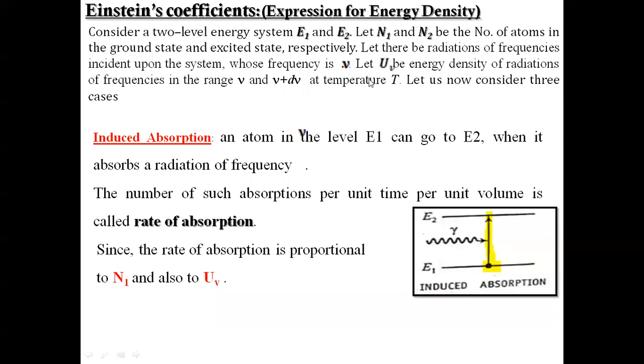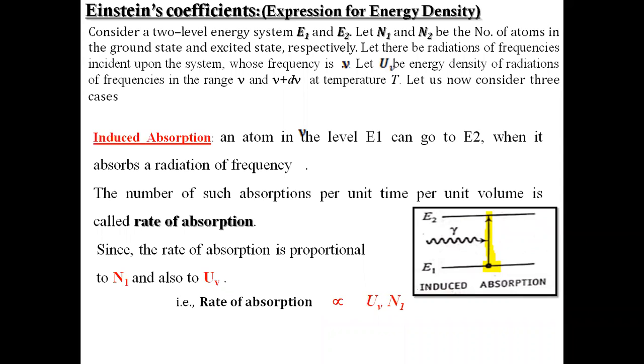If U nu is the incident energy density, then there are three things which are going to take place. First one is the induced absorption. You already know that the atom in the ground state will absorb this incident photon and will go to the excited state. This is the induced absorption. In terms of an equation, can I write that the rate of absorption is directly proportional to the energy incident and the number of atoms in the ground state?